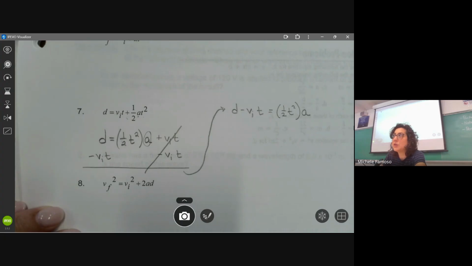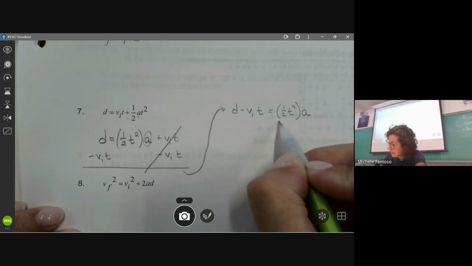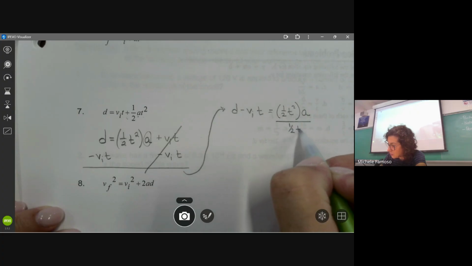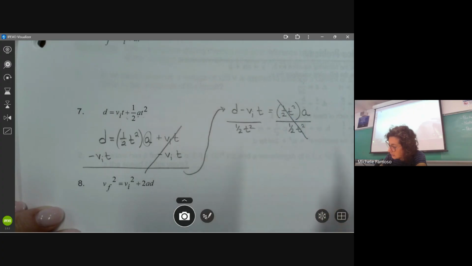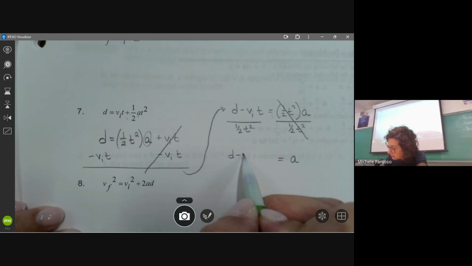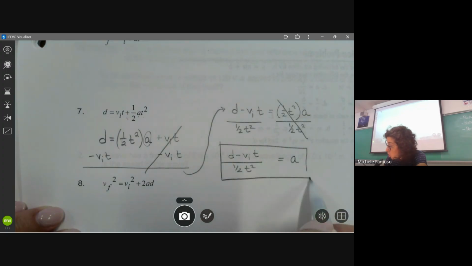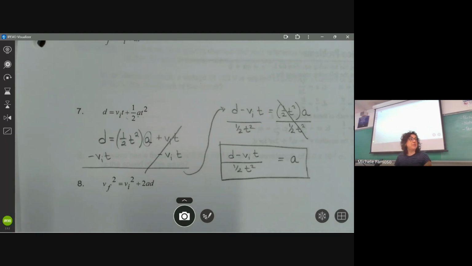And now what do I do to solve for A? Divide by the half t squared term. So that leaves me with an equation for A that looks like D minus VIT over half t squared. Do I have to simplify? No, I can leave it like that in a physics class. There is no reason to do anything more to it.